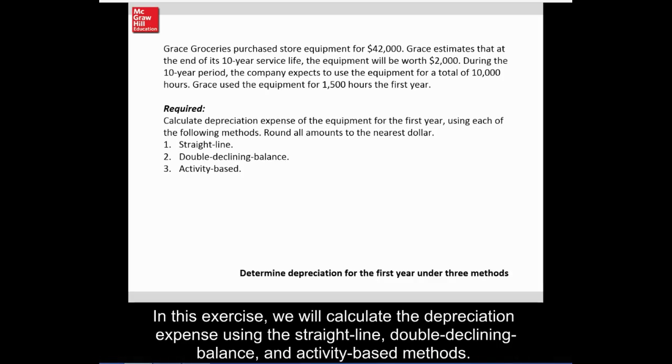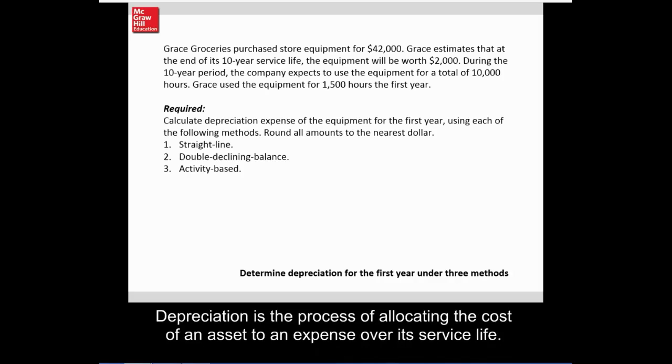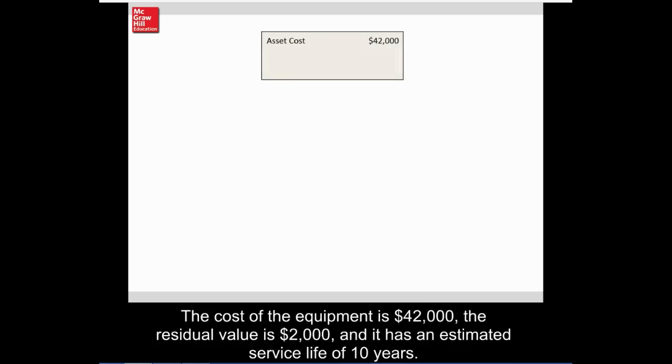In this exercise, we will calculate the depreciation expense using the straight line, double declining balance, and activity-based methods. Depreciation is the process of allocating the cost of an asset to an expense over its service life. The cost of the equipment is $42,000. The residual value is $2,000, and it has an estimated service life of 10 years.